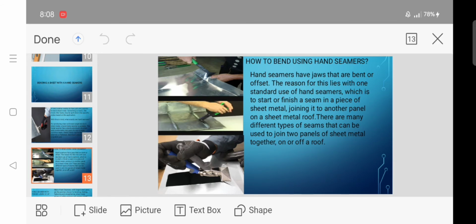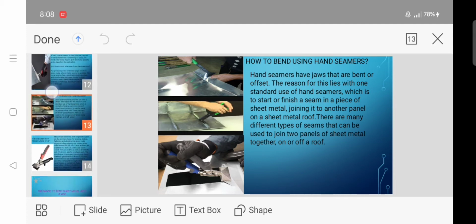So how to bend using hand seamers? Hand seamers have jaws that are bent or offset. The reason for this lies with one standard use of hand seamers, which is to start or finish a seam in a piece of sheet metal, joining it to another panel on a sheet metal roof. There are many different types of seams that can be used to join panels of sheet metal together on or off a roof.